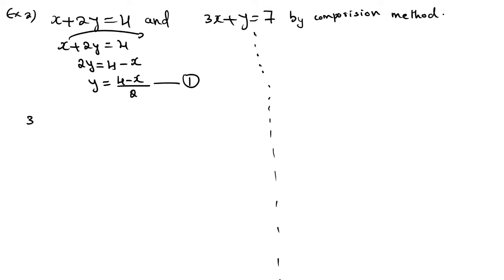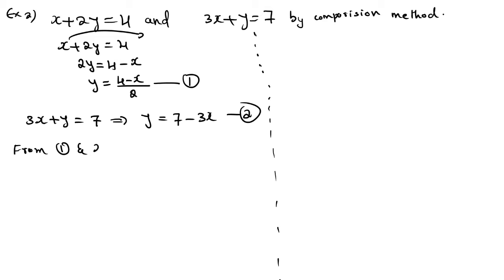Next is 3x plus y equal to 7. This implies what is y? Y equal to 7 minus 3x. Take it as equation 2. Now observe, equation 1 and equation 2 are in terms of y only. Then you can compare, right? So from equation 1 and equation 2, y is always equal to y. Here see, LHS is y, here also LHS is y. So compare: 4 minus x by 2 equal to 7 minus 3x.